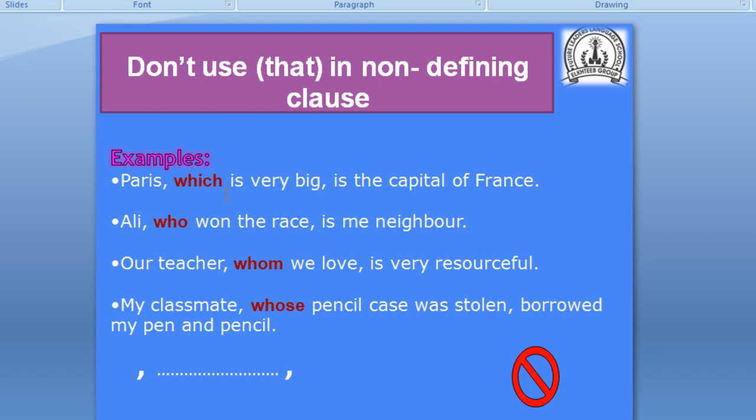Paris, which is very big, is the capital of France. It's incorrect to say here that. Ali, who won the race, is my neighbor. Our teacher, whom we love, is very resourceful. My classmate, whose pencil case was stolen, borrowed my pen and pencil.